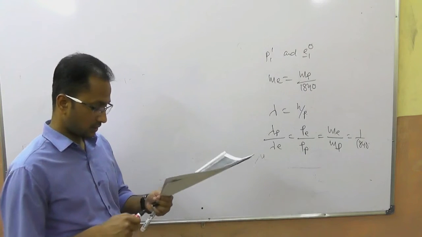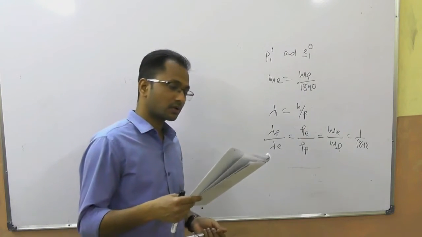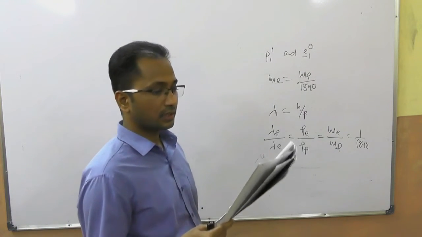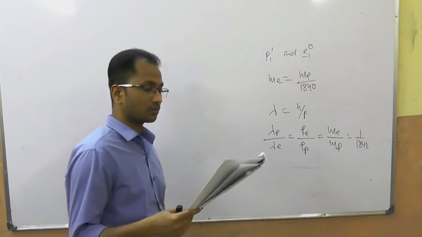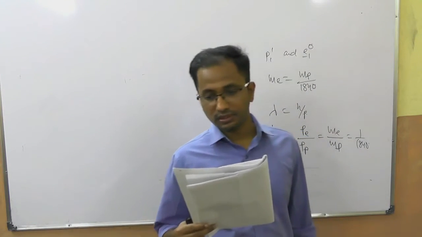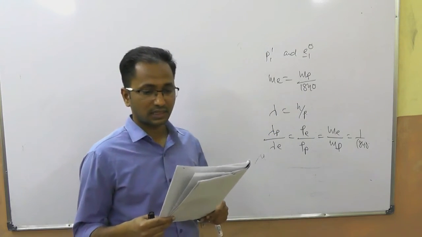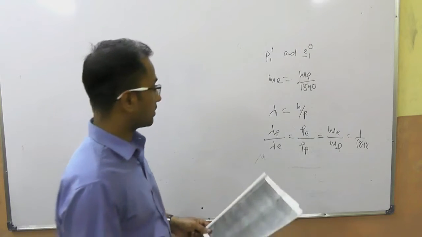Now question 17. The variation of stopping potential V naught with the frequency nu of the light incident on two different photosensitive surfaces M1 and M2 is shown in the figure. Identify the surface which has the greater value of work function.